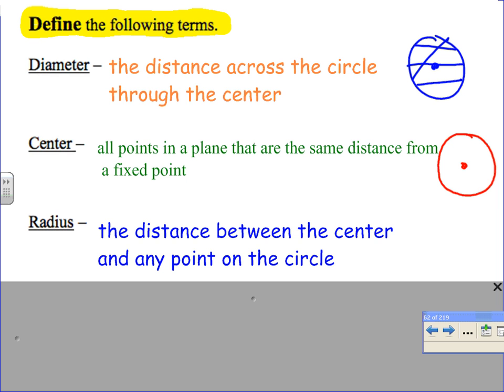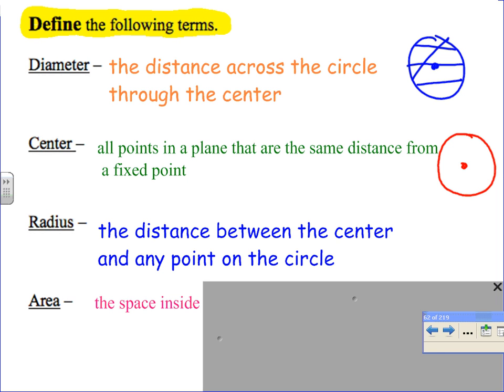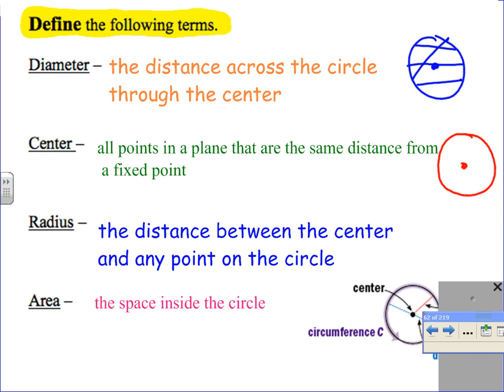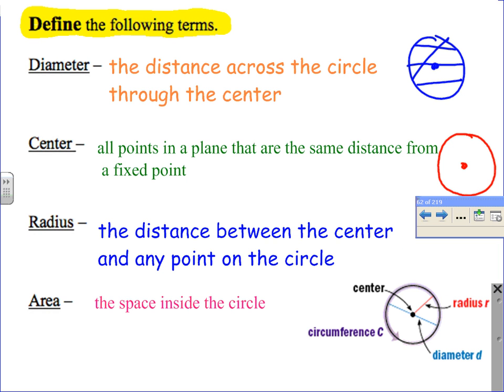Radius, and we're going to talk about chord eventually here. Radius is the distance between the center and any point on the circle. So again, radius is the distance between the center and any point on the circle.